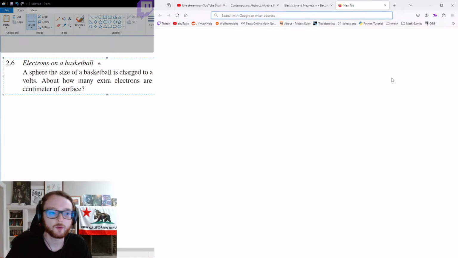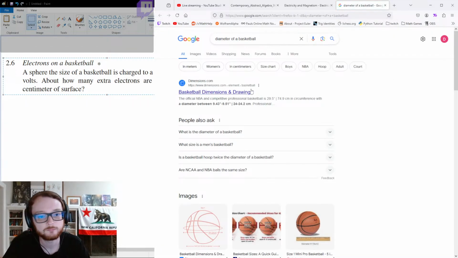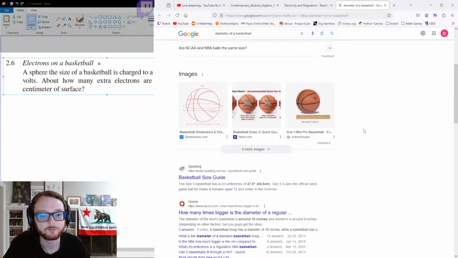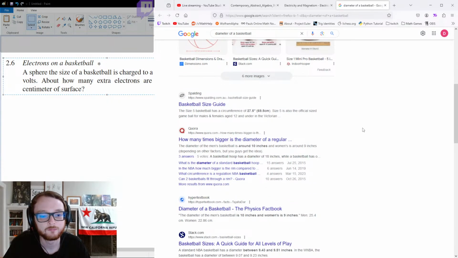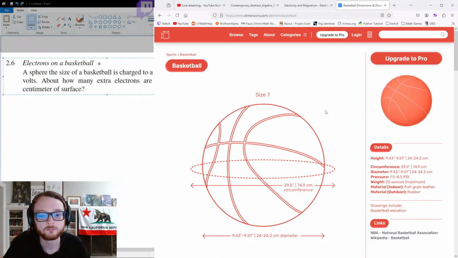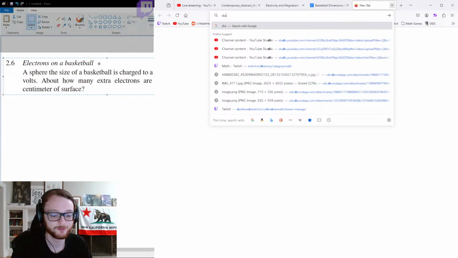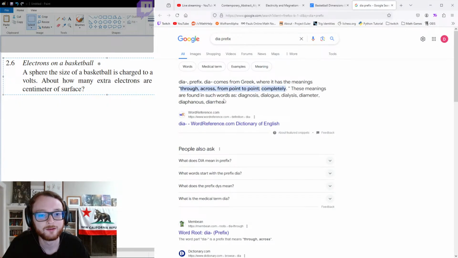Before we get into that, we need to look up the diameter of a basketball. Dimensions.com. And next we're gonna put the diameter in terms of meters. What does dia mean? What does that prefix mean? Through, across, from point to point, completely.